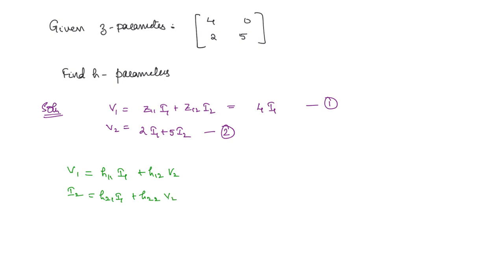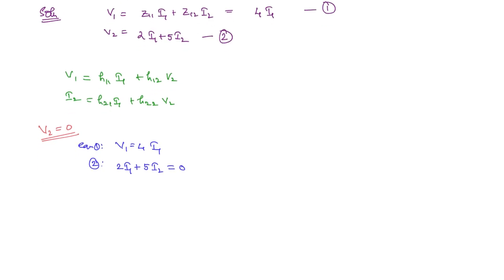So first we will see H11 and H21, that means making V2 is equal to 0. So what will happen when you make V2 is equal to 0? The equation 1 will remain as it is. V1 is equal to 4 I1. This is equation 1. And the equation 2 will become 2 I1 plus 5 I2 is equal to 0.